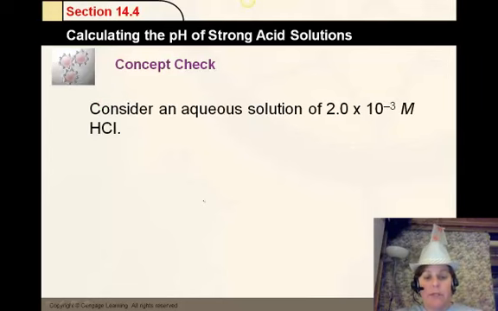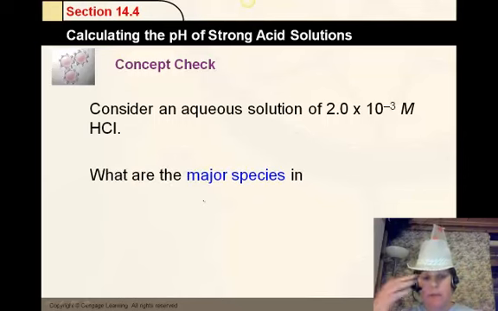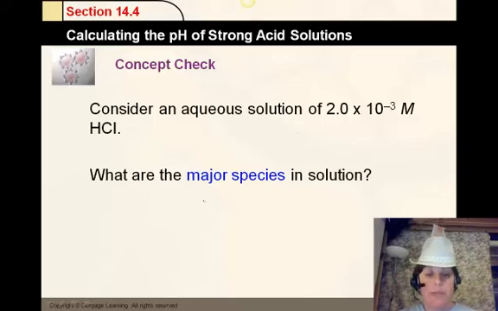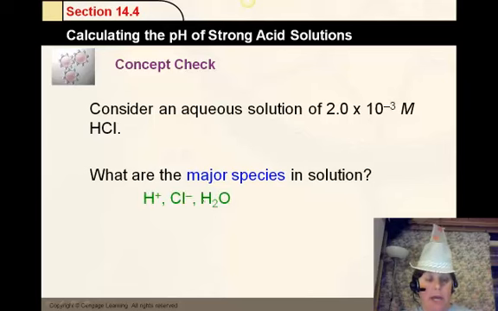So consider a solution of 2 times 10 to the negative 3 molar HCl. Now you will have to memorize the strong acids. You can find those in your book. HCl happens to be a strong acid. So what are the major species in solution? In other words, once it's dissolved in water, what are the major species? Things that are strong acids will ionize, therefore they produce ions. So the major species are, of course, the hydrogen ion, the chloride ion, and water. Water doesn't ionize well.